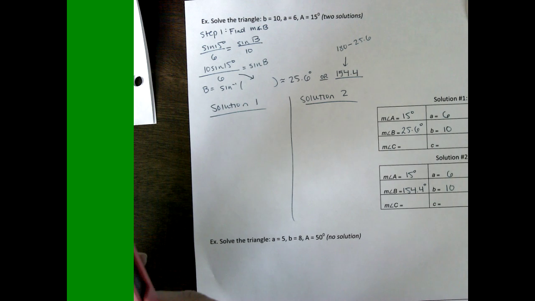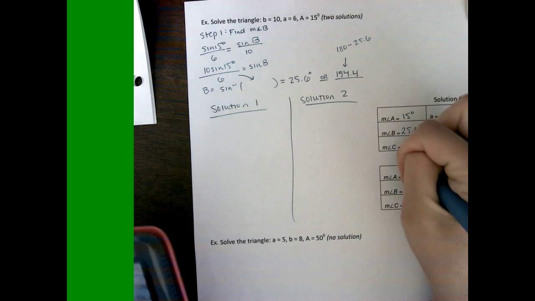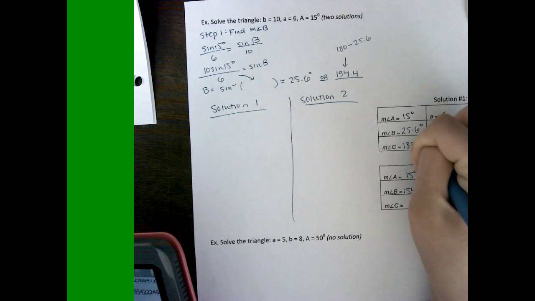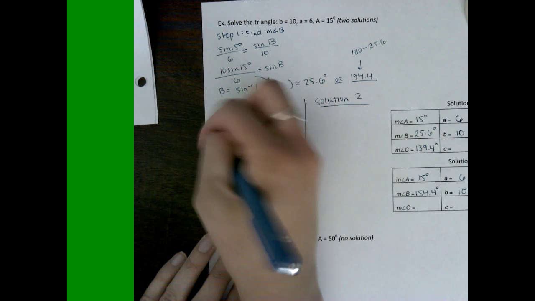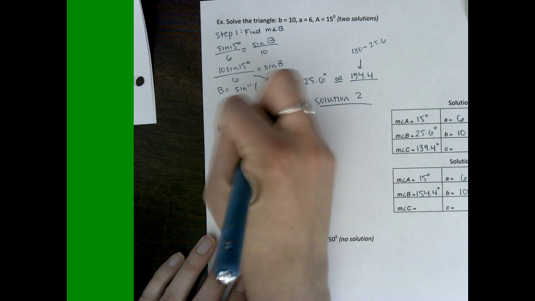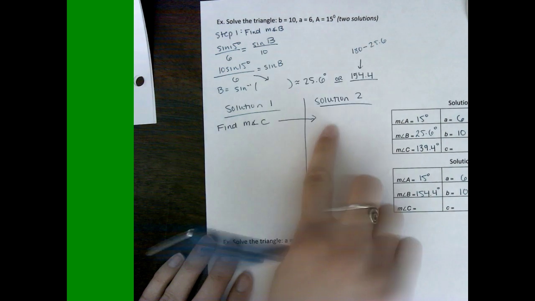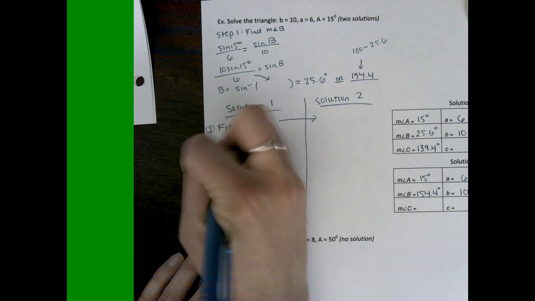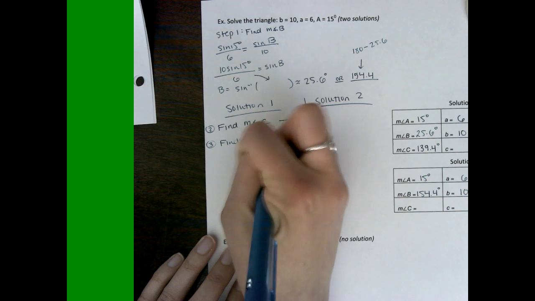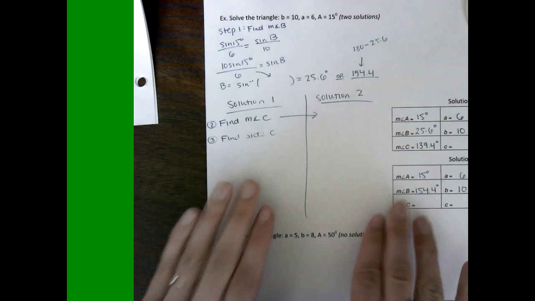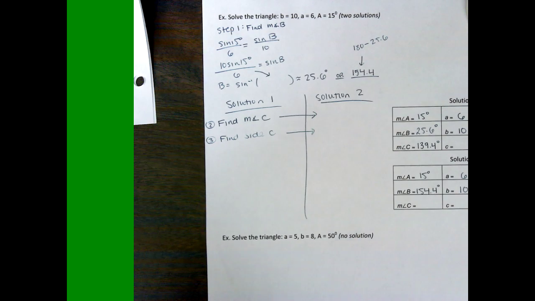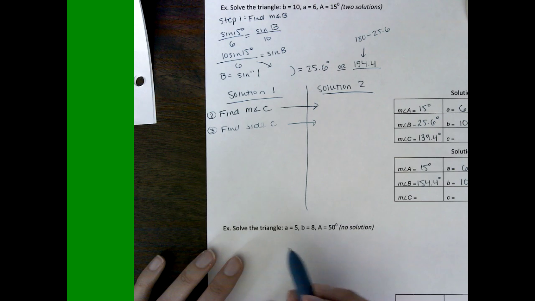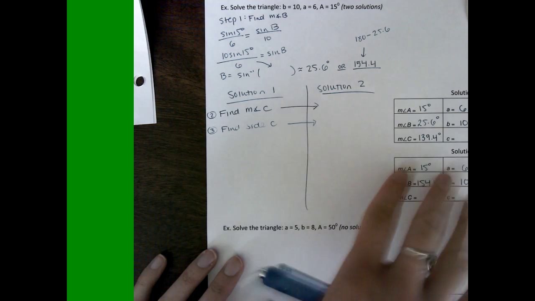So 15 plus 25.6. So here I'm getting 139.4. So you're going to do that in both situations. Then find side C. Also, you need to do that in both of these. Okay, we'll do all of solution 1, then we'll move to solution 2.